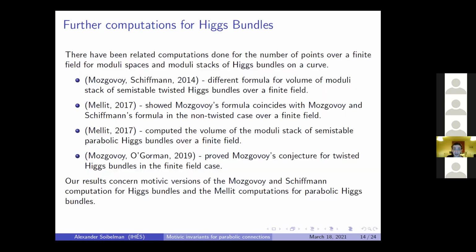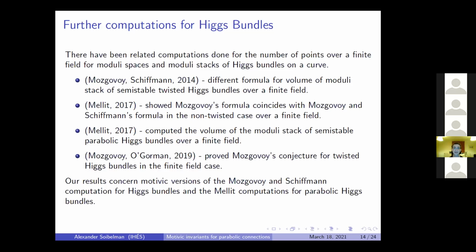Just before I go on, I want to mention some results related to this conjecture for computing volumes of this stack of semi-stable Higgs bundles over a finite field. So there are some previous computations that are inspirational to our work, coming from Mozgovoy and Schiffmann. They had a different formula from the conjectured one by Mozgovoy for the moduli stack of semi-stable twisted Higgs bundles, computing the number of points, or rather the volume, of the stack over a finite field.